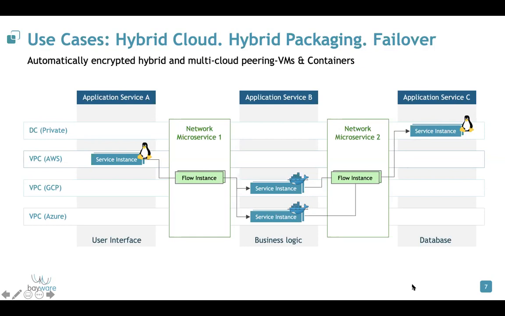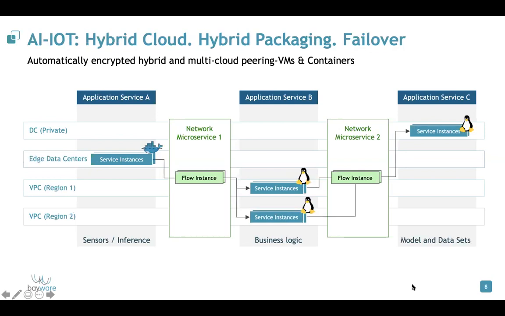And if we create a failover between GCP and Azure, in this example, we'll discover those instances, and should one of those go down, all of the traffic will flow through the other one automatically. And in this case, we can keep the database in the private cloud, and all of these flow policies work exactly the same way.